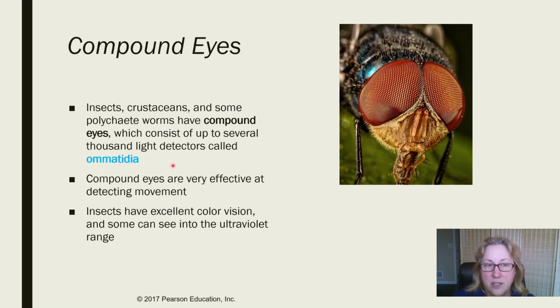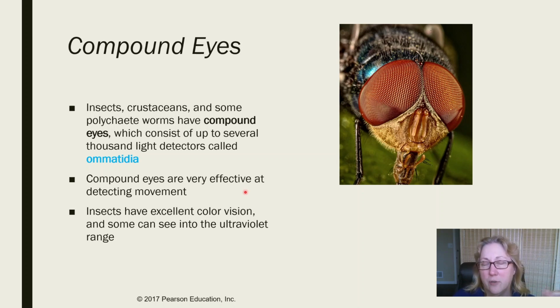Insects and crustaceans don't have single eyes. They have compound eyes that are made up of hundreds to thousands of tiny individual eyes that each send an individual image to their brain, that the brain then puts together into a single image. Each one of their individual little eyes is called an ommatidia. And so that's why they're called compound eyes. And compound eyes are extremely good eyes. They have very good vision.